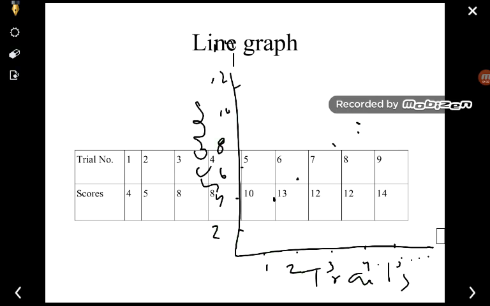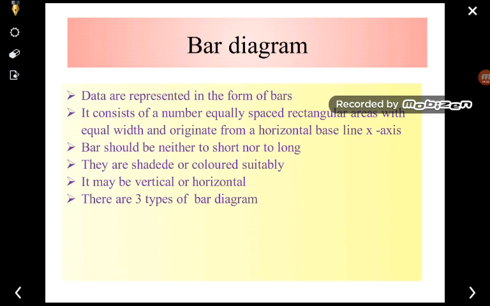Next is 5, 10. The graph: first the points are plotted and then they are joined. So this graph will show you the peak as well as how, as the number of trials increases, the score also increases. So it affects the learning.